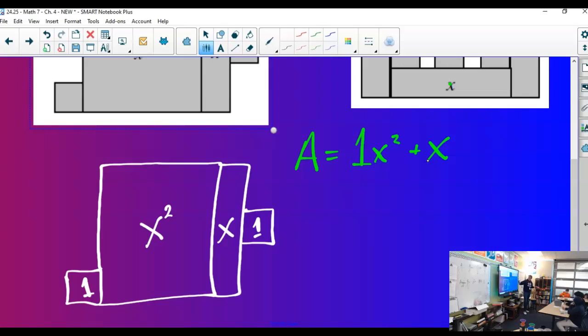X squared plus x plus what? 2. Careful. There are 2 1s. And now things get tough, because we're going to talk perimeter and go for a walk.